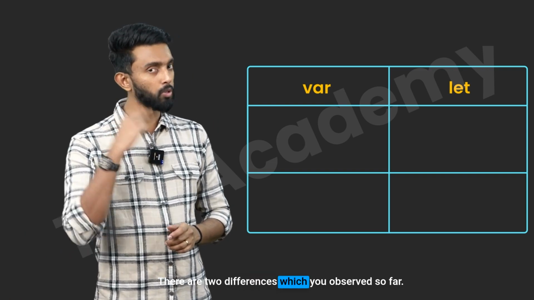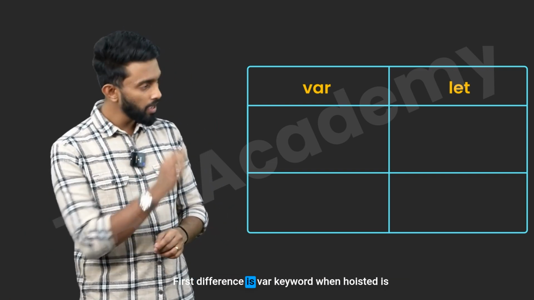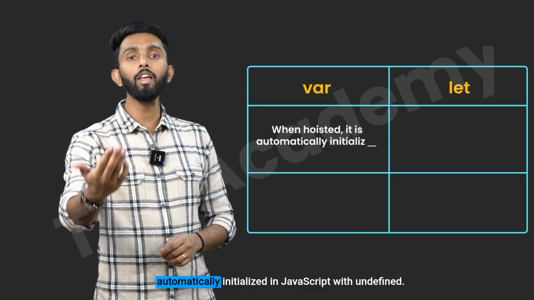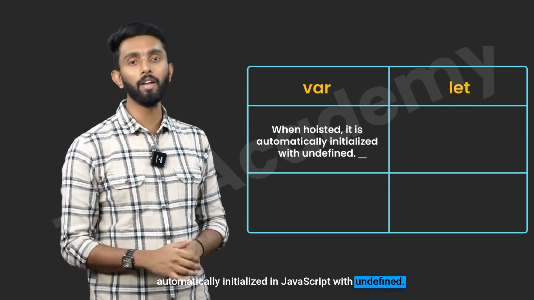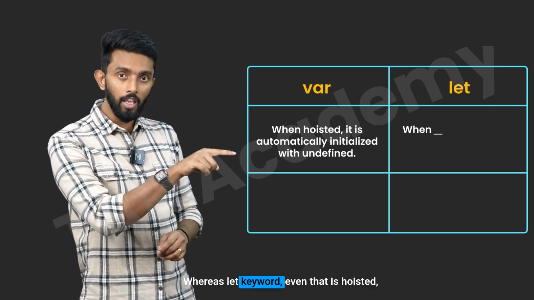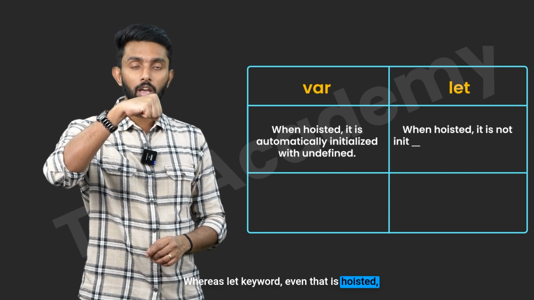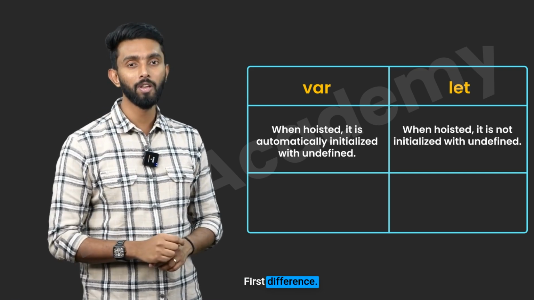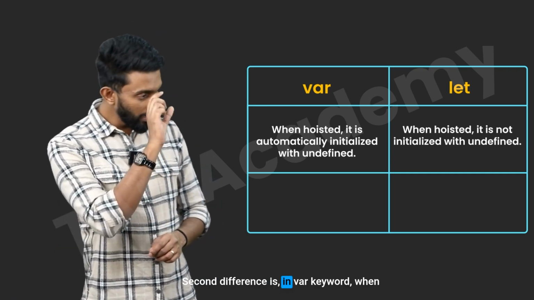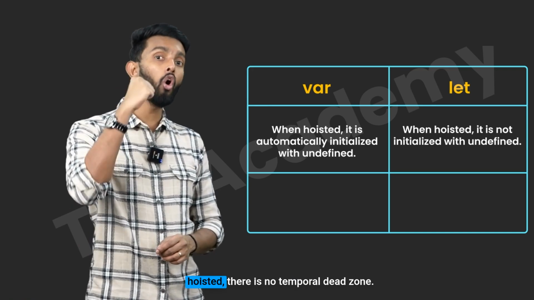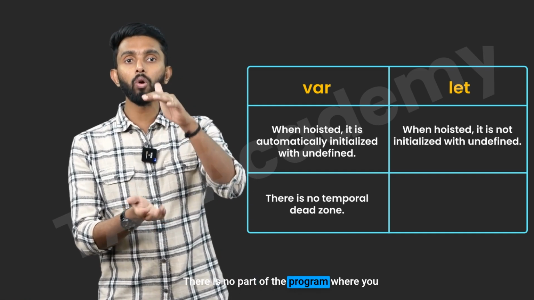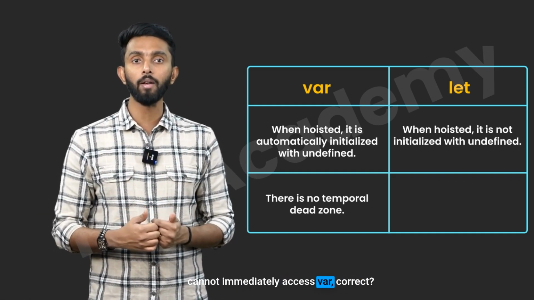There are two differences which you've observed so far. First difference is, var keyword when hoisted is automatically initialized in JavaScript with undefined. Whereas let keyword, even that is hoisted, but it is not initialized with undefined. First difference. Second difference is, in var keyword, when hoisted, there is no temporal dead zone. There is no part of the program where you cannot immediately access var, correct?